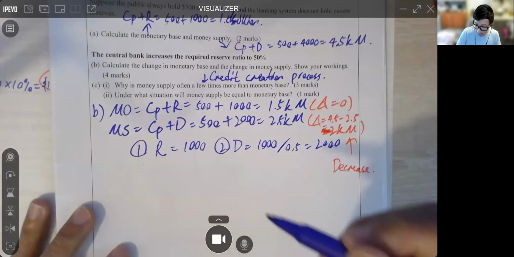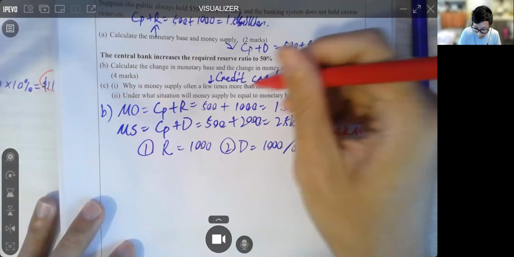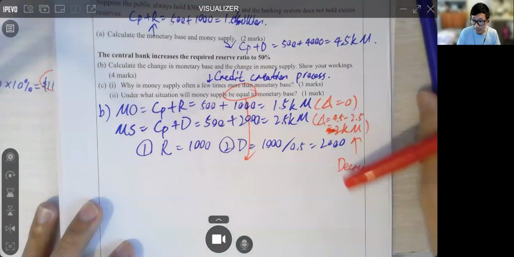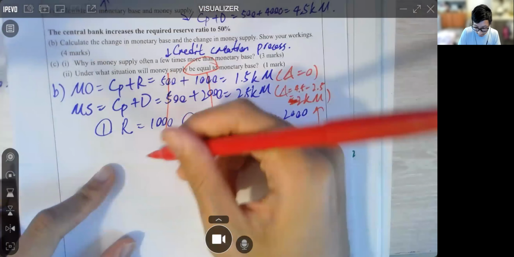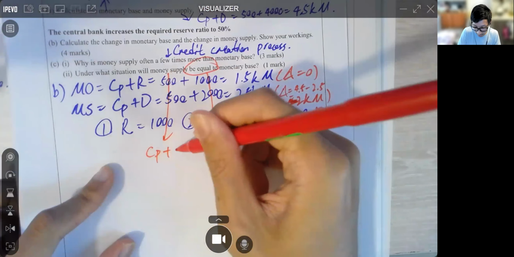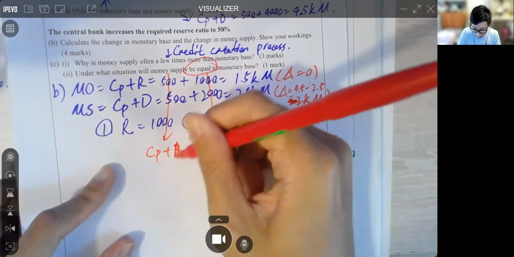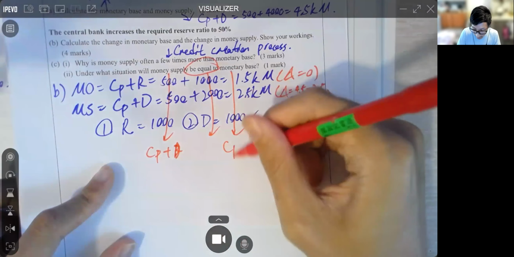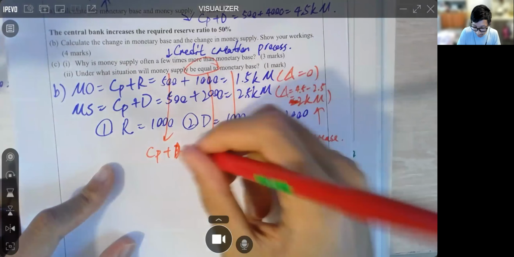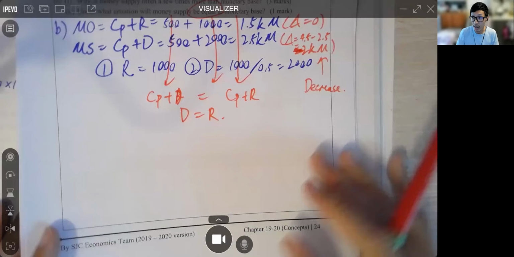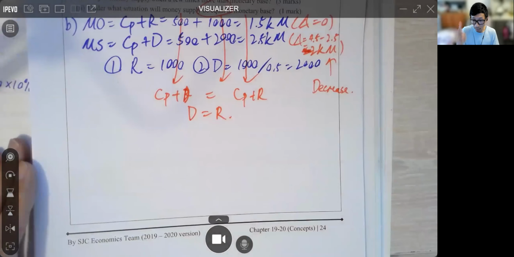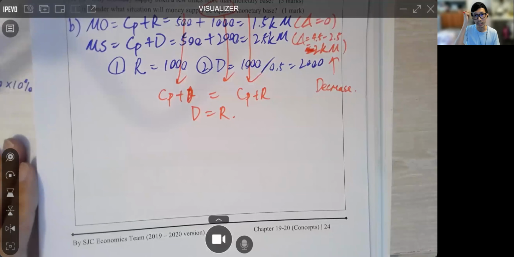Why would they be equal? When is it equal? Remember, money supply is CP plus D, and monetary base is CP plus R. When are they the same? When D equals R, reserve and demand deposit exactly the same. So what would be the situation? When would they be completely the same? There are several possible answers.